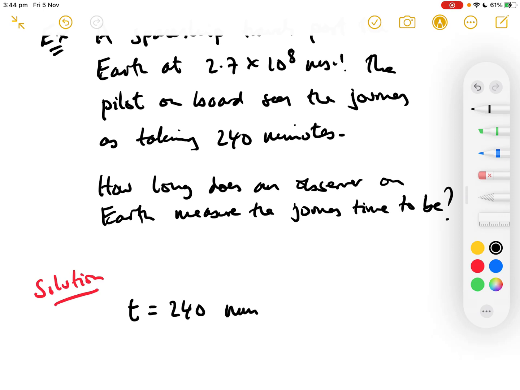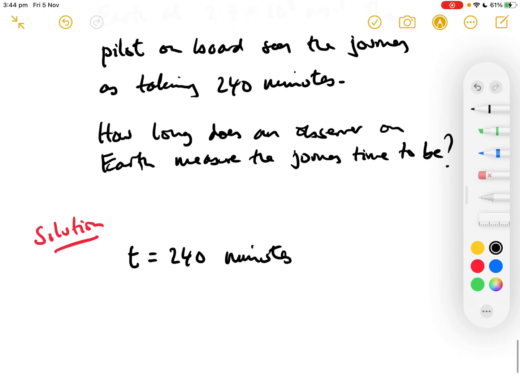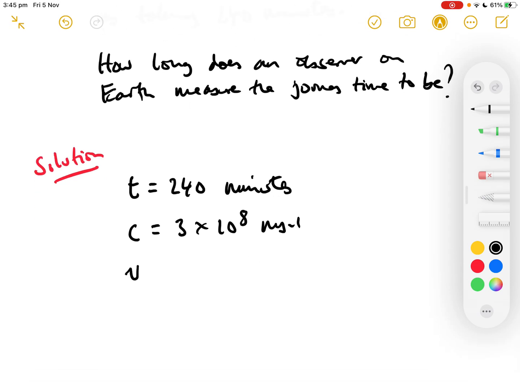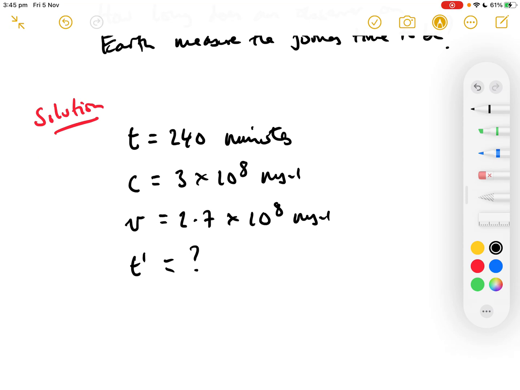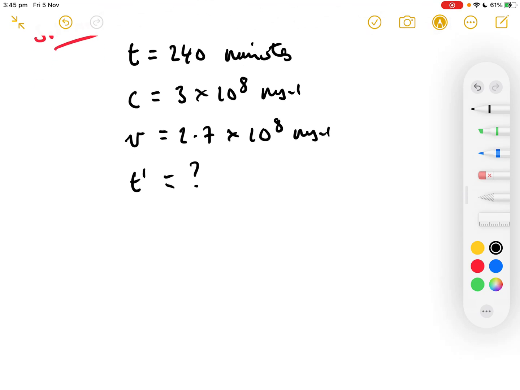Well, firstly, the proper time measured by the chap on the spaceship is 240 minutes. The speed of light, of course, is always 3 times 10 to the 8 meters per second. The relative velocity of the spaceship compared to the chap on Earth is 2.7 times 10 to the 8, close to the speed of light, but can't actually be it. And t dash, measured by the chap on Earth, is the unknown. Now, whenever you do these problems, you should use your sort of common sense. You're expecting t dash, as measured by the guy on Earth, to be longer.